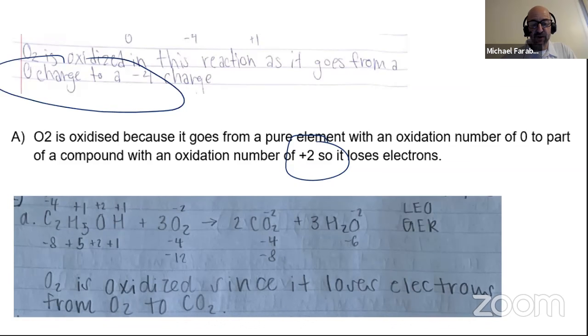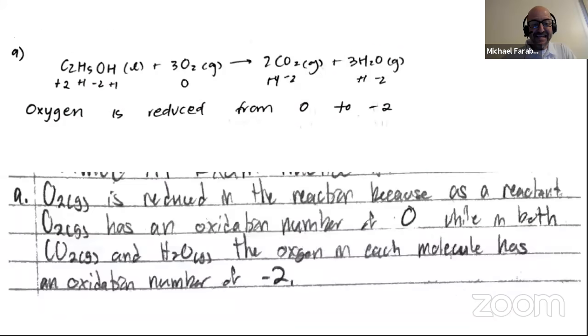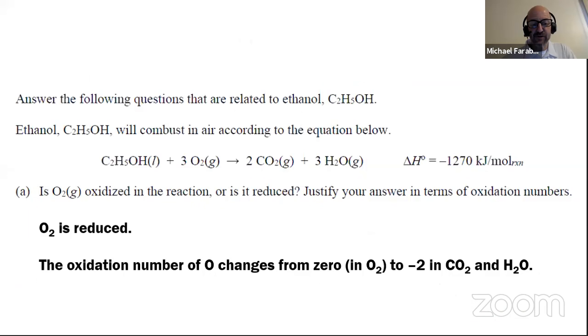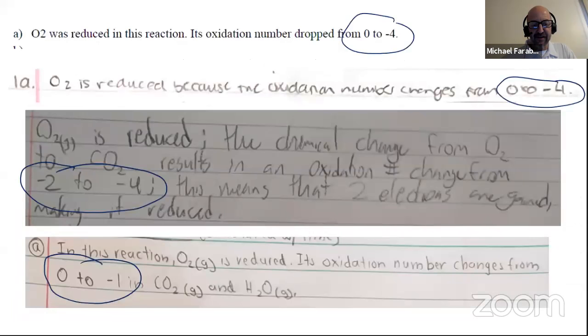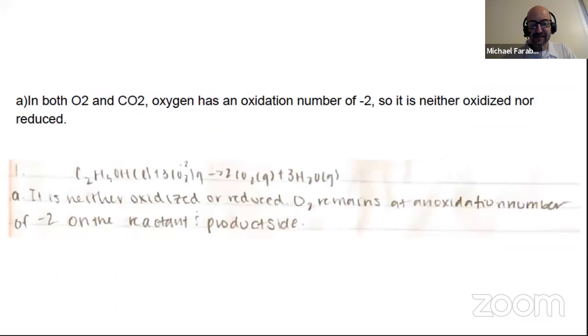And then we have students that, even though the question said, is it oxidized or reduced? It's almost like they didn't trust the question, or they thought it was a trick question. They said it's neither oxidized or reduced because it's -2 on both sides of the equation. It remains at oxidation number -2, so it's neither oxidized or reduced. So don't try to outsmart the question. The correct answer was that oxygen was reduced from 0 to -2.